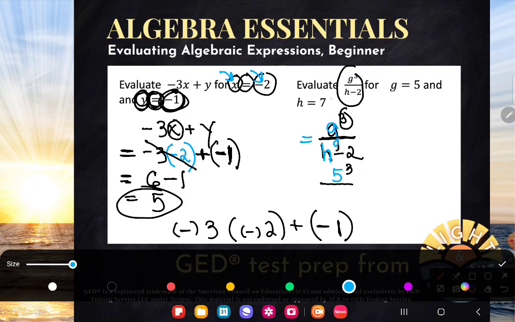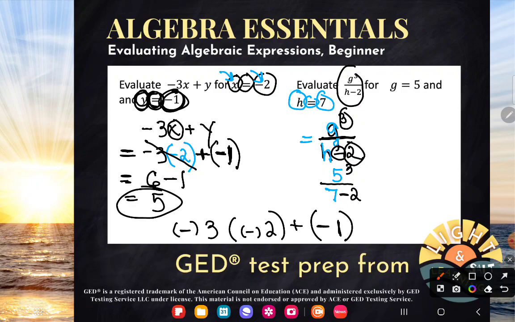I know what h is. They told me h is 7. So where I saw h, I'm now going to see 7. But I'm going to keep my operations. There was a minus, and my numbers. There was a 2. All right, I'm going to erase these circles here because you guys often really struggle when you start getting to new things.